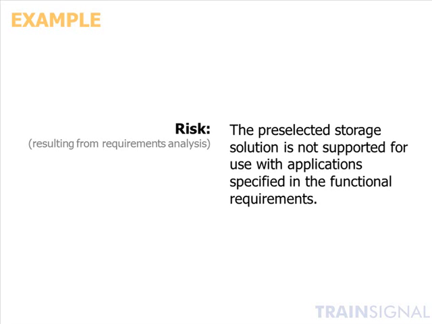The risk that results from the requirements analysis, where we took the existing non-functional requirements and the functional requirements and all the information provided to us, and we analyzed that to determine if there are issues. The risk now is that the pre-selected storage solution is not supported for use with applications specified in the functional requirements. We've said that if we follow this constraint, saying that we have to use NAS, and we know that we have to be able to support Microsoft Exchange Server 2010 in the environment, we have a risk, we have a gap, we have a conflict.